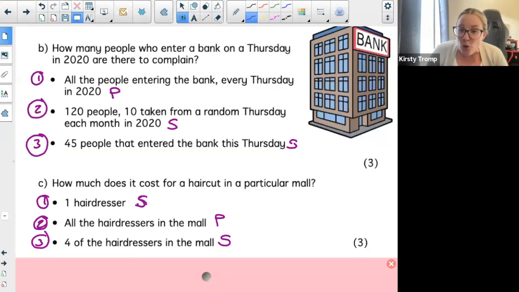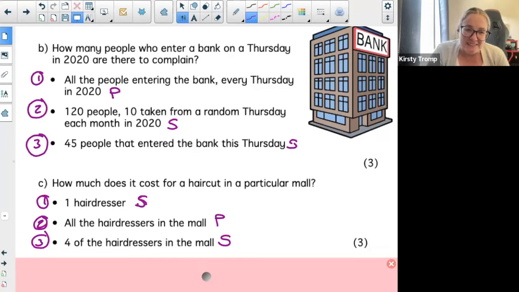Now, someone's going to say to me in the chat, ma'am, what if there's only 4 hairdressers inside the mall? Lungoa, if there were only 4 hairdressers inside the mall, then what would it be? Then it would be the population, because then it would be all of it. But did they tell us there were only 4? No. Okay, so it's going to be a sample. Well done. Thanks, Lungoa. Thank you, ma'am. Well done, and thank you so much for your answer.